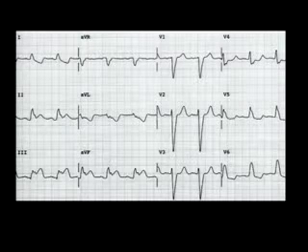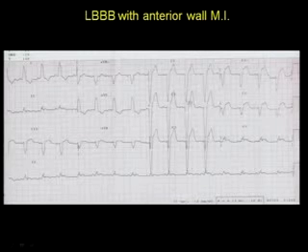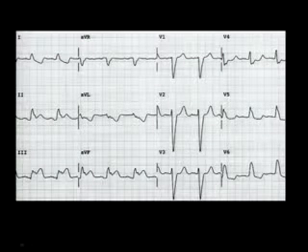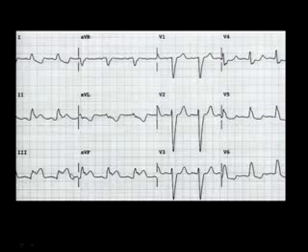Luckily, left bundle branch block doesn't interfere so much with the diagnosis of acute inferior wall myocardial infarction. The problem comes in V1 and V2 in left bundle branch block, because you don't know what to make of the ST elevation. But in inferior wall myocardial infarction, where you're dealing with lead 2 and lead 3, if they have positive R waves and simultaneous concordant ST elevation, it's not so difficult to diagnose an acute myocardial infarction. So left bundle branch block with acute inferior wall myocardial infarction is easier to diagnose than anterior wall myocardial infarction.